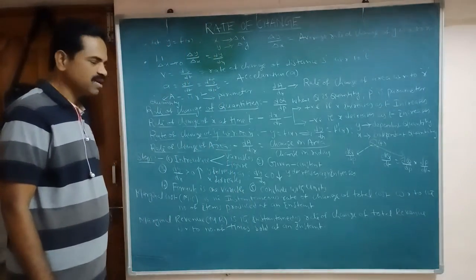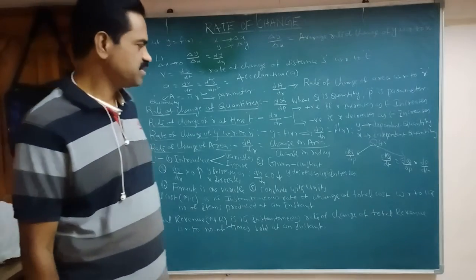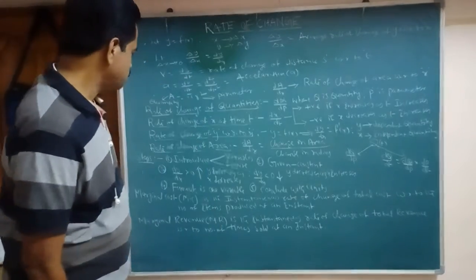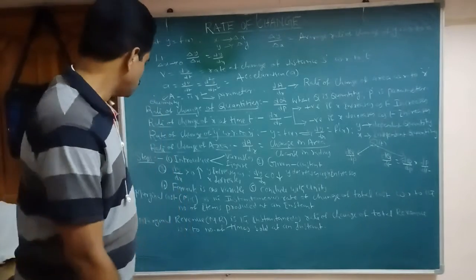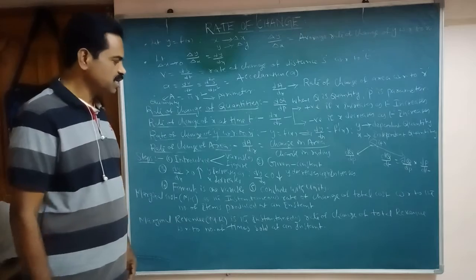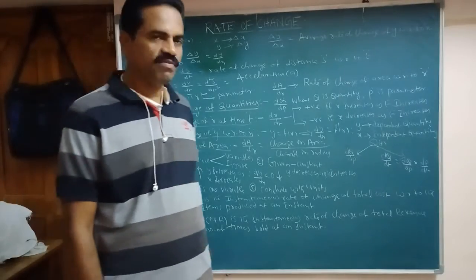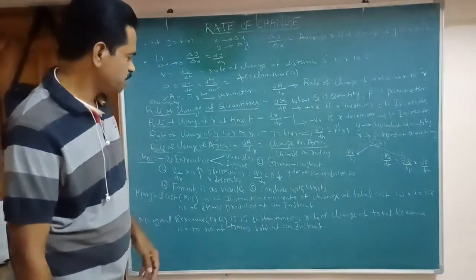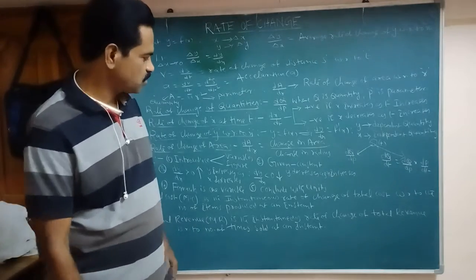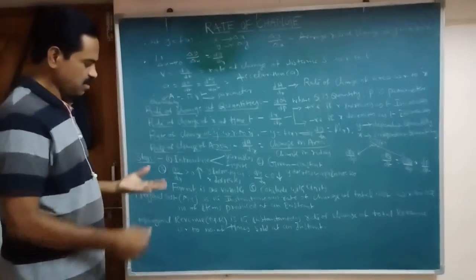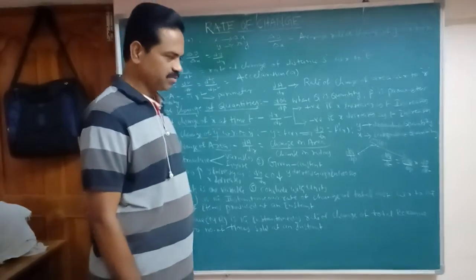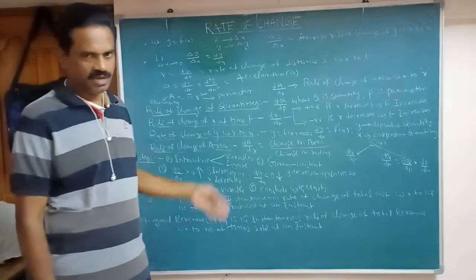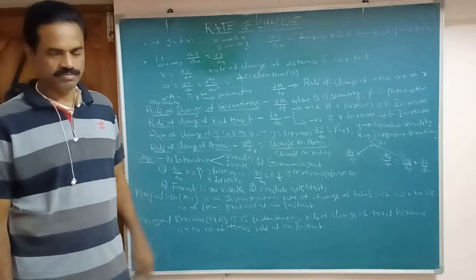Next, marginal cost is the instantaneous rate of change of total cost with respect to the number of items produced at an instant. Marginal revenue is the instantaneous rate of change of total revenue with respect to the number of items sold at an instant. So we have distance, velocity, acceleration, marginal cost and marginal revenue. Based on these problems we will work now. This is the concept of rate of change or rate measure.